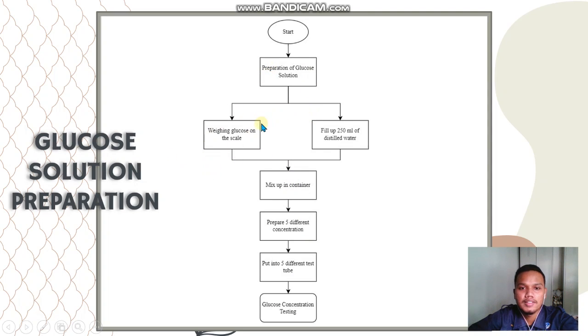Glucose solution preparation starts with weighing glucose on the scale and filling up 250 ml of distilled water. Both of them will be mixed up in a container. And next, I will prepare 5 different concentrations from the highest concentration to the lowest concentration based on the stock molarity. The 5 different concentrations will be put into 5 different test tubes. Next, the glucose concentration testing can be done.